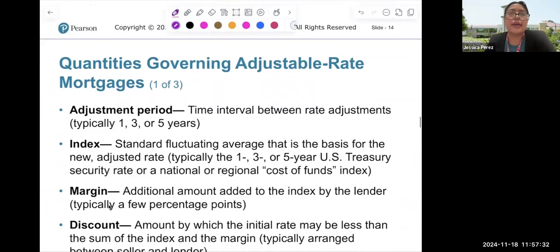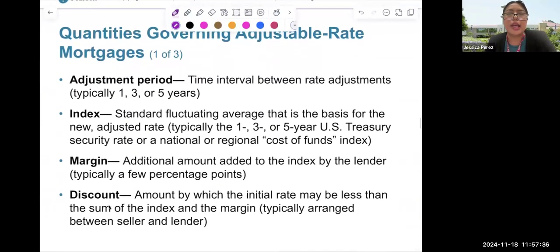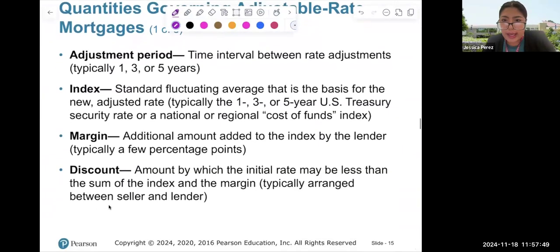Now, the quantities governing adjustable rate mortgages: there's the adjustment period, which is the time interval between rate adjustments. It's typically 1, 3, or 5 years. The index is the standard fluctuating average that is the basis for new adjusted rates, again typically 1, 3, or 5 years. It's the U.S. Treasury security rate or a national or regional cost of funds index. So this one's already predetermined.